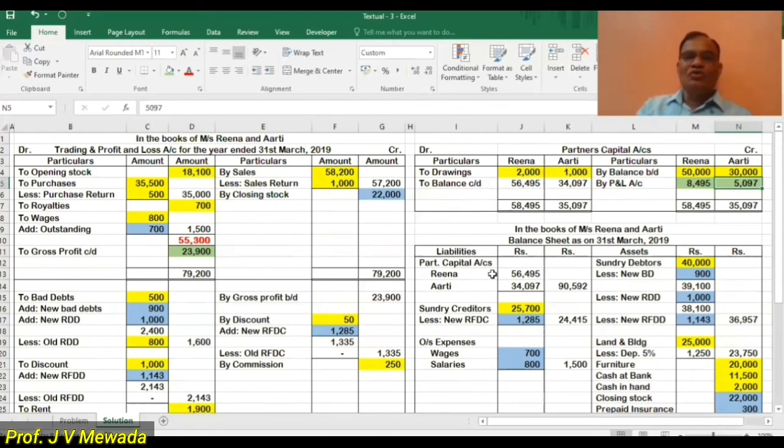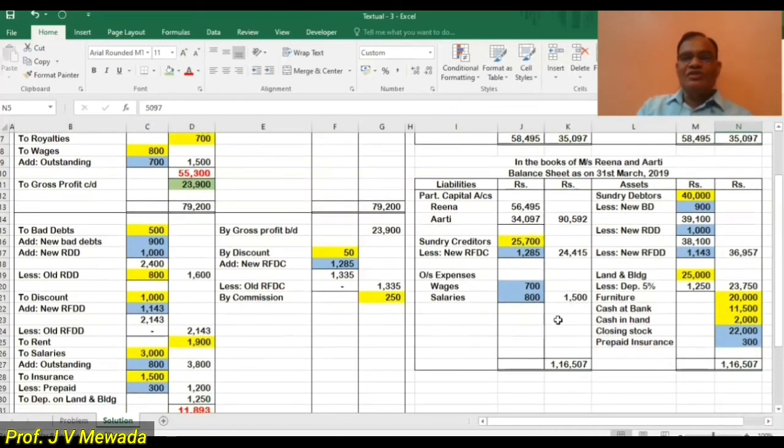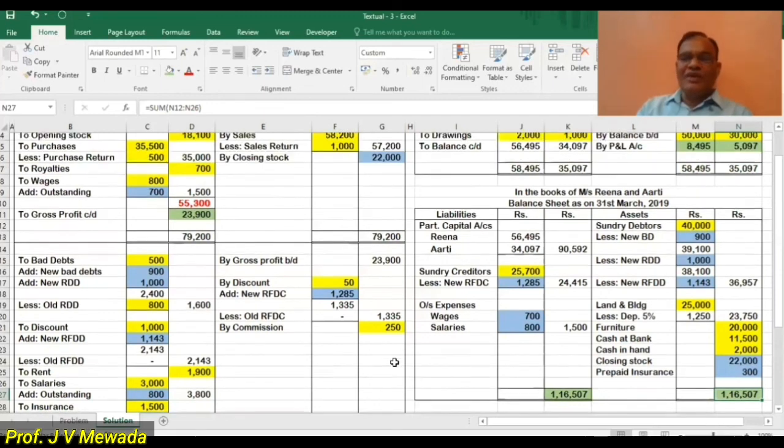This we are going to show on the liability side. So the liability side total of both the parties is 90,592 and the creditors 24,415, outstanding expense 1,500. Debtors formula, the total outcome is 36,957 and land and building 23,750. So total of both the sides is 1,16,507, 1,16,507. So now we can tell the balance sheet.